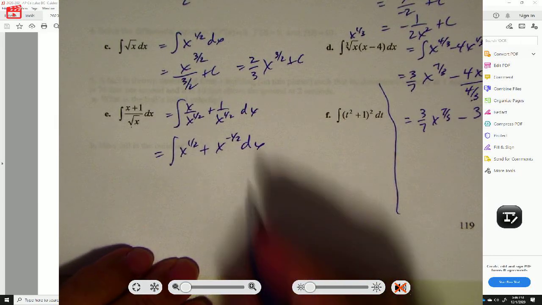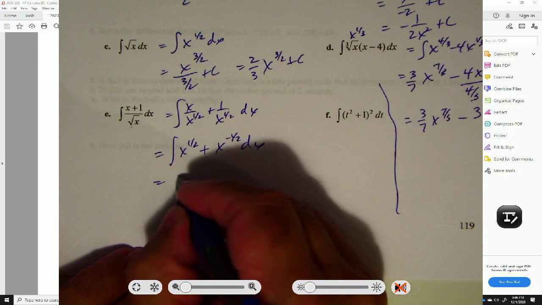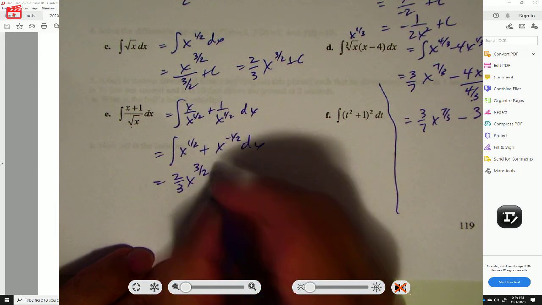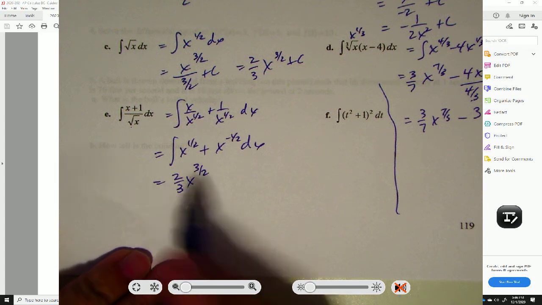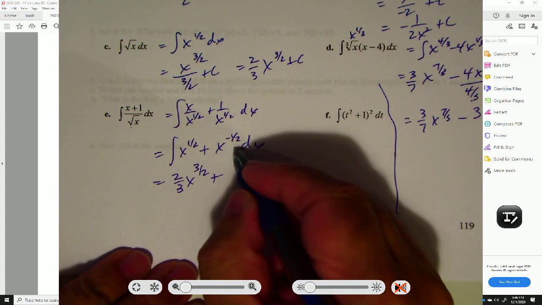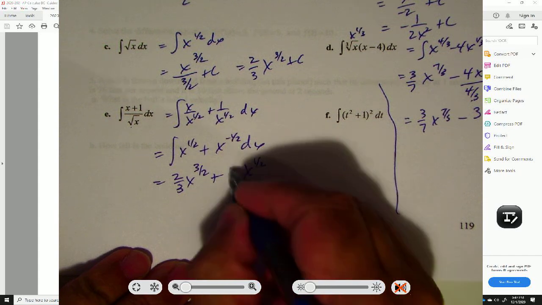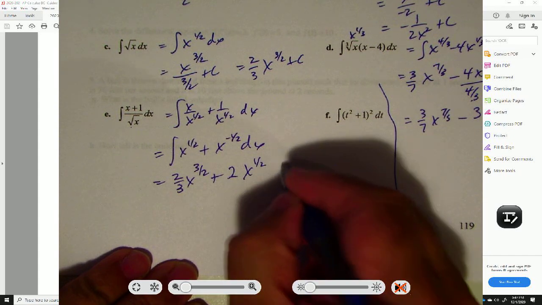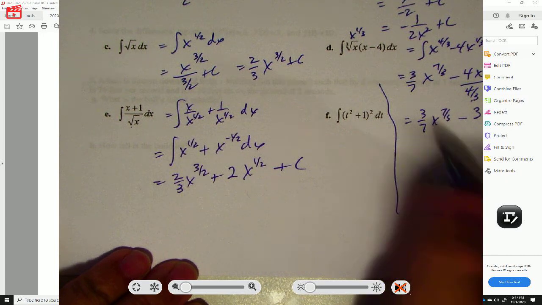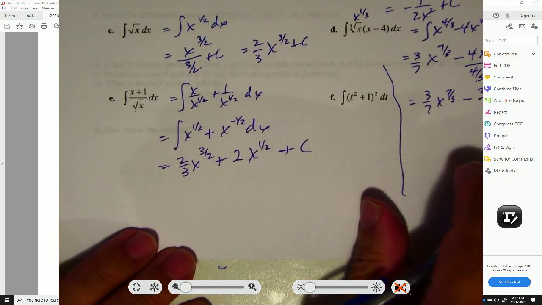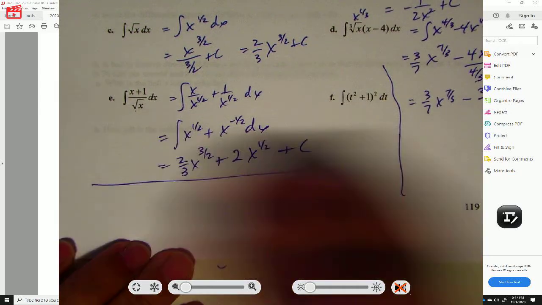Okay. And you add 1 to the exponent, divide by the new exponent. So the new exponent is 3/2. If you divide by 3/2, you get 2/3. Here, you add 1 to the exponent, you get a positive 1/2. Then you divide by 1/2, the same as multiplying by 2, plus the constant. Okay. Oh, here, t squared plus 1 squared. I'm going to run out of space, so let's just do it down here.